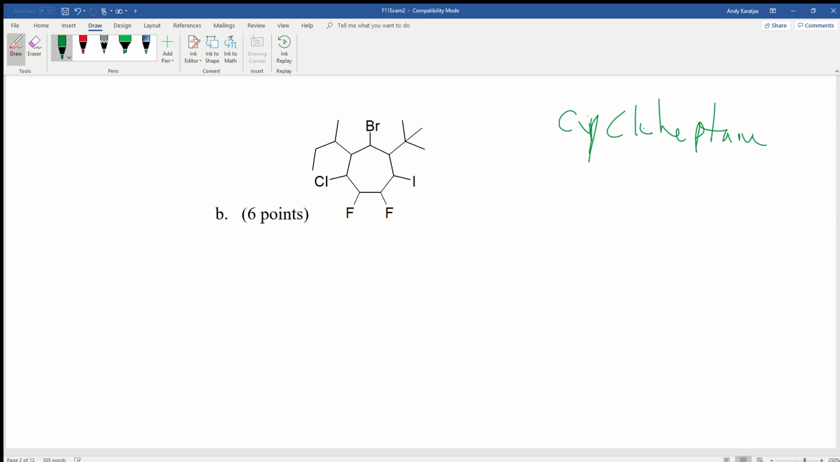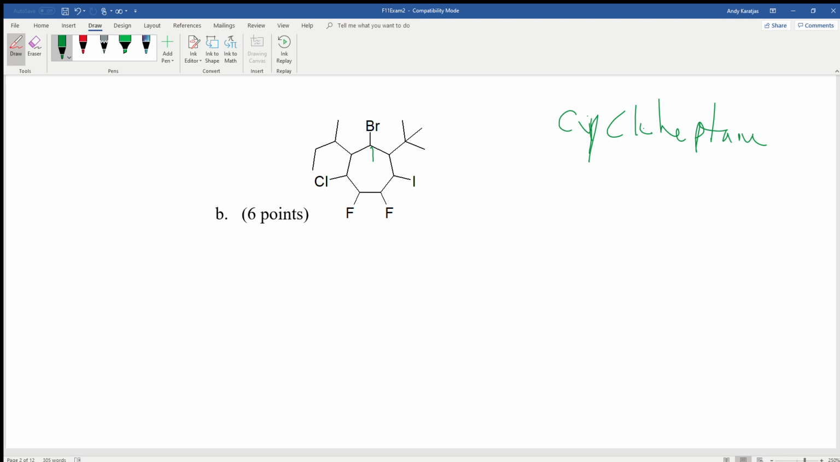The more complicated piece in this question becomes, how do we number it? Because there are substituents on every single carbon in the ring, and none of the positions have more than one substituent. So in a case like that, we're going to number it by using the substituent that comes first alphabetically. And clearly in this case, the first substituent alphabetically is the bromine. So we put carbon 1 at that position.